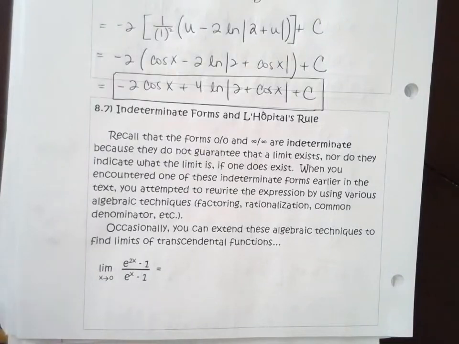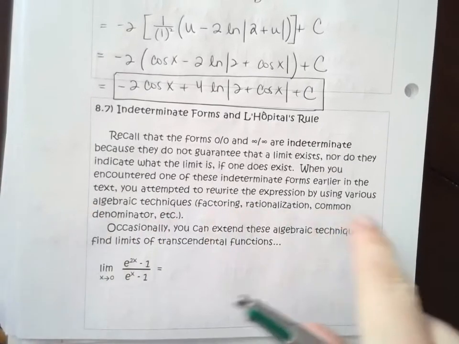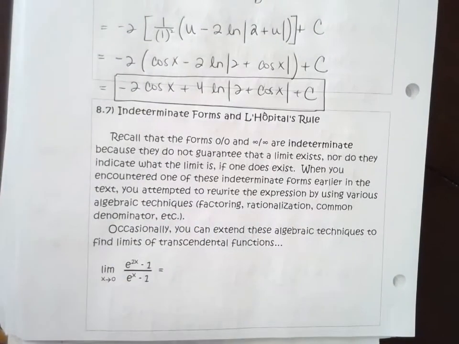And you wouldn't be able to figure it out as is. It would be a hole or something, and we'd have to figure it out using some other method. Infinity over infinity is another example, but those aren't the only examples, and we'll see some other ones shortly. Nor do they indicate what the limit is if one does exist. When you encountered one of these indeterminate forms earlier in the text, you attempted to rewrite the expression by using various algebraic techniques. So we would factor, rationalize, find a common denominator, and do some sort of algebra to figure it out more simply, to eliminate some of the problems that might have been there.